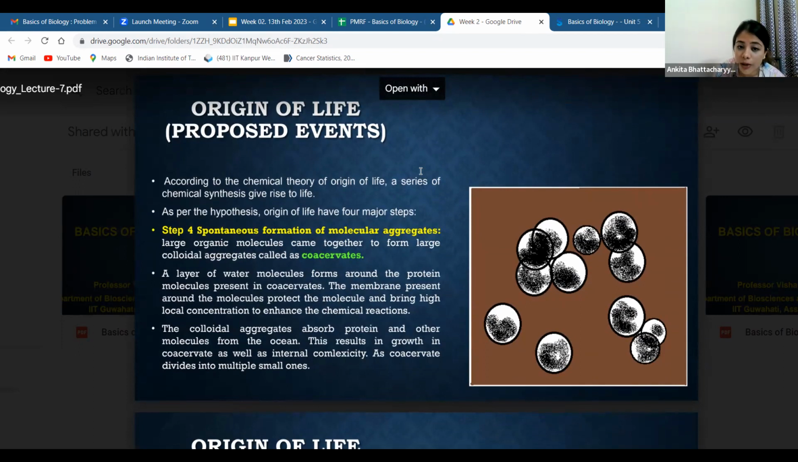So they talked about the generation of molecular aggregates. Why did they give this idea? Was that since there were no enzymes present, if this is indeed the process that was followed, it would take an immense amount of time to form organisms as we know today.